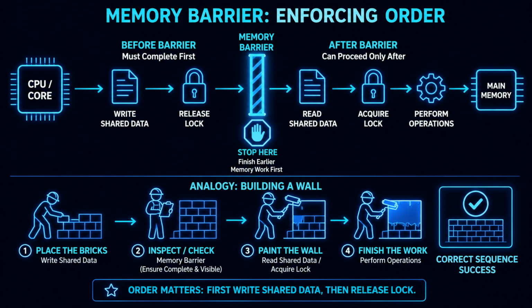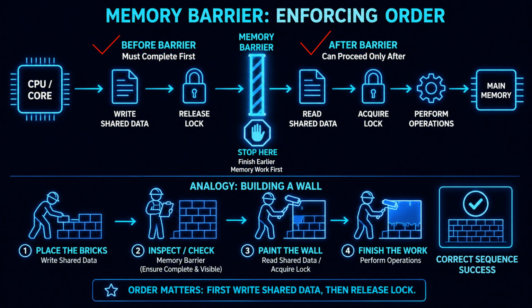A memory barrier solves this by acting like a checkpoint. It tells the processor that all memory operations before this point must be completed and made visible before operations after this point can continue. In simple terms, it says, stop here. Finish earlier memory work first. That creates predictable ordering between threads and processors.